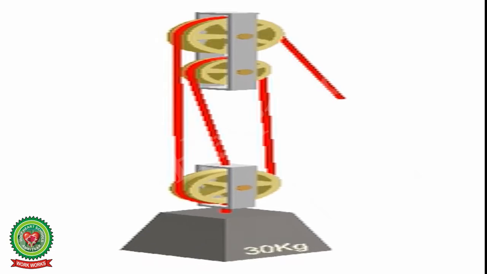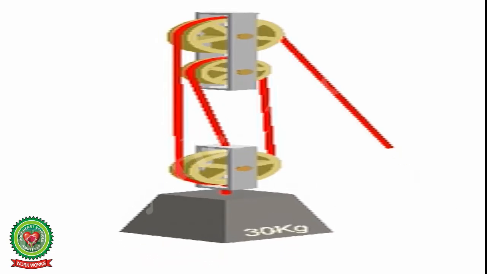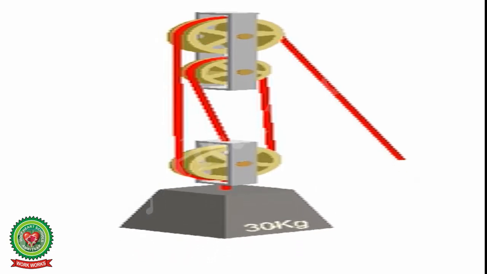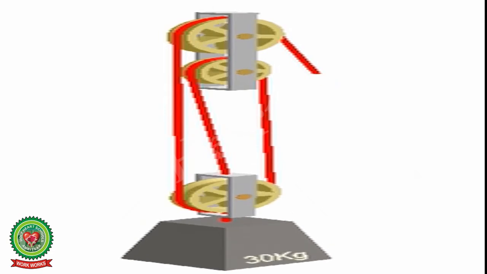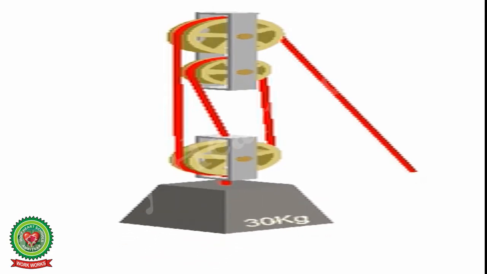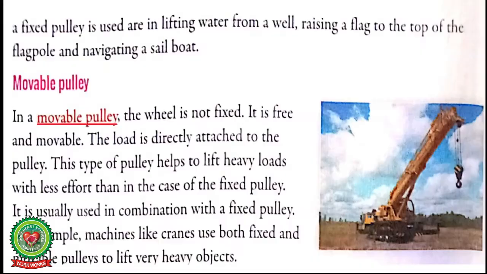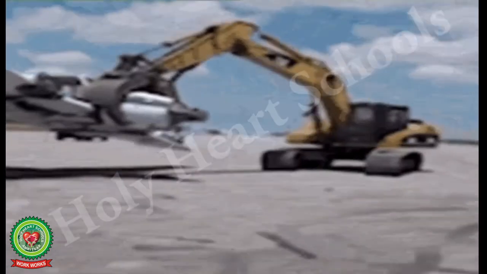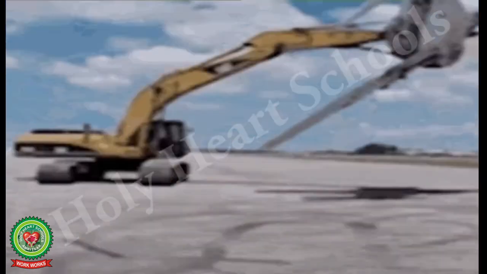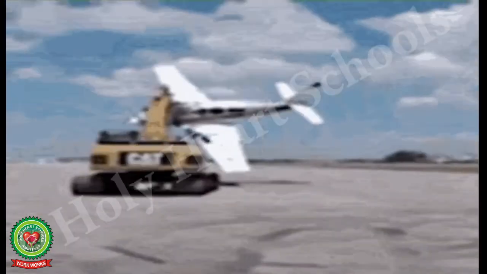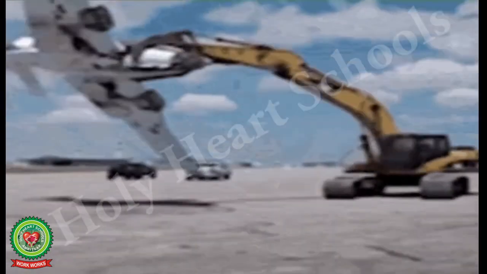Students, a movable pulley allows us to use less effort when lifting a heavy object than a fixed pulley and is usually used in combination with a fixed pulley. Examples of movable pulley are machines like cranes, which use both fixed and movable pulleys to lift very heavy objects.